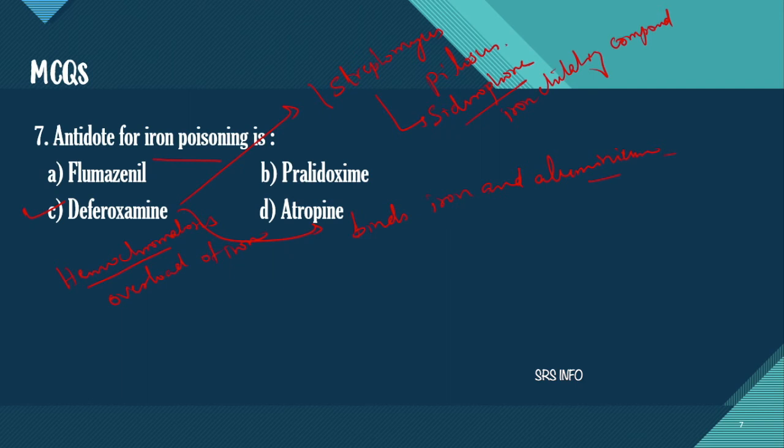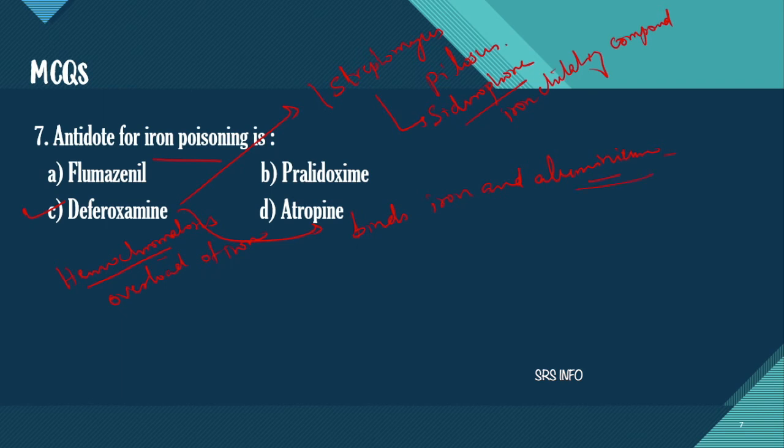When this overload of iron happens in our body, the body absorbs too much iron and has no way to get rid of it. This condition is known as hemochromatosis. To treat such a condition, deferoxamine is used. And I have told you that it binds aluminium also.